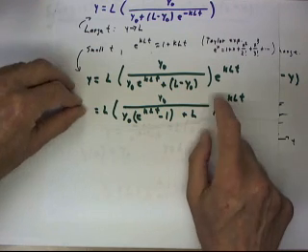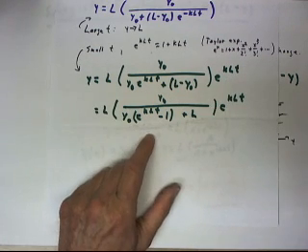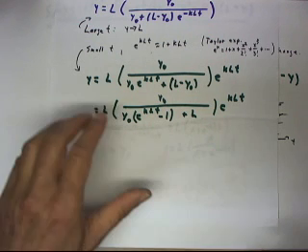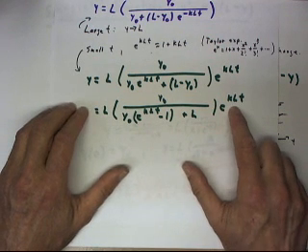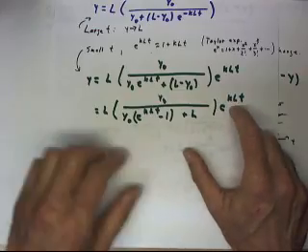Now we'll see in a minute how this expression can be used to investigate what happens when klt is small. That is, when t is small enough that klt is much less than 1.